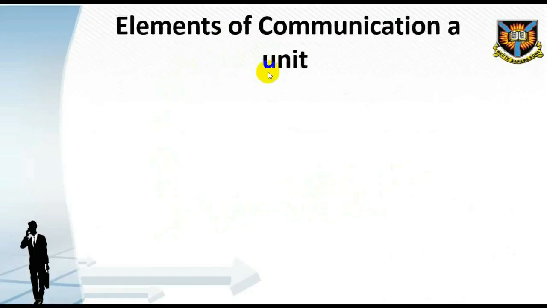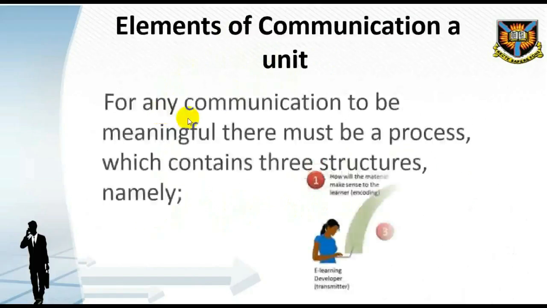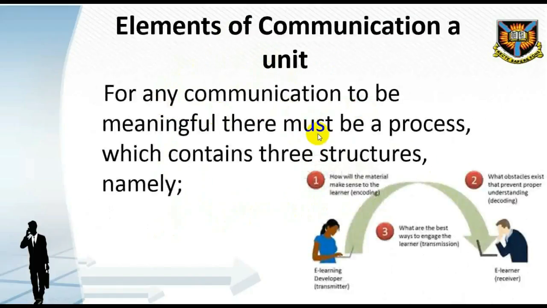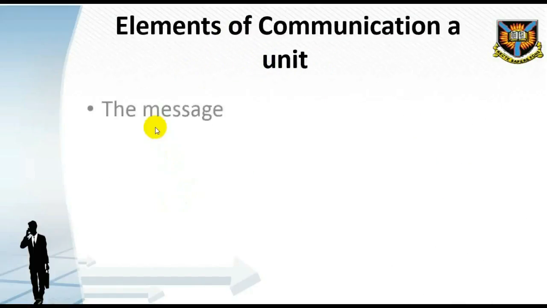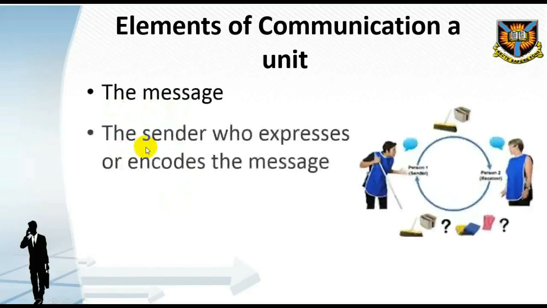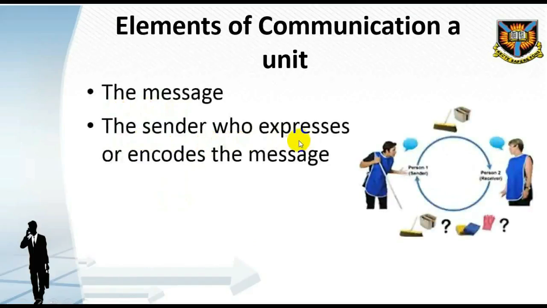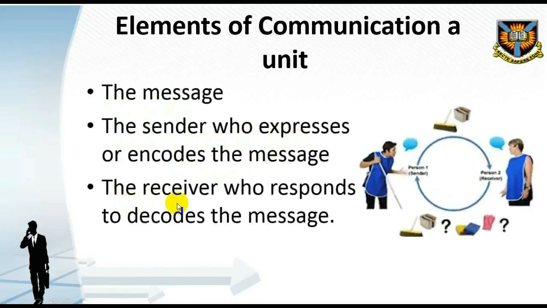Elements of communication as a unit. For any communication to be meaningful, there must be a process which contains 3 structures. These 3 structures are: 1. The message, 2. The sender who expresses or encodes the message, and 3. The receiver who responds or decodes the message. Communication can be between people or within a person, that is, self-talk.